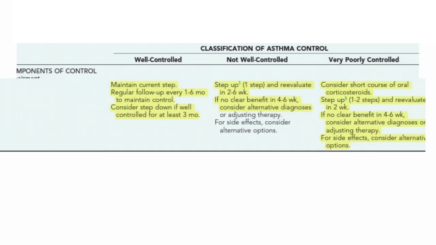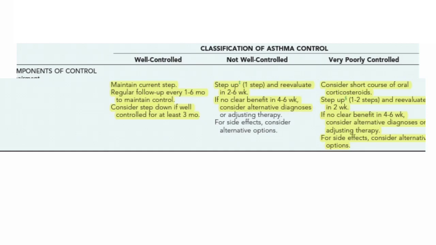And again, after 3 months, you can step down the patient to SABA as required. So this is the pattern. If the patient falls in the second type of control classification, that is, not well controlled, then you will step up one step. Like, if the patient is on step 2, then you will shift to step 3, and you will re-evaluate the patient in 2 to 6 weeks.